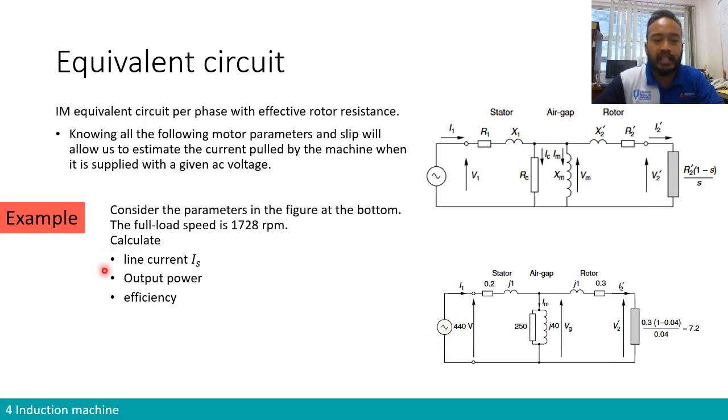The question asks us to calculate three things. The first thing is the line current IS. So what is line current IS? I1 is not the line current, it is the phase current. If you remember in AC analysis, line current is just the phase current multiplied by square root of 3. So we need to find the phase current first, then the output power, and then the efficiency.